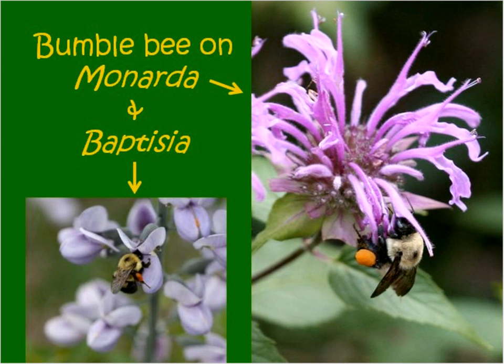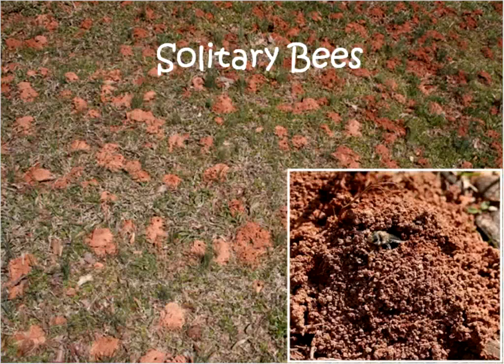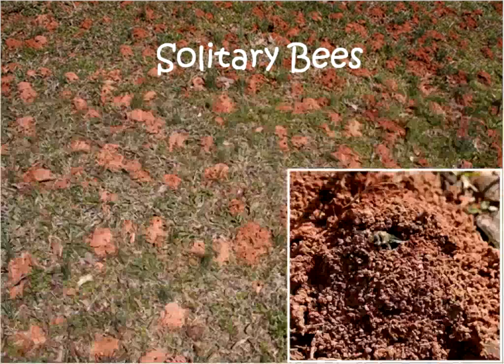A couple of bumblebees. Spring and summer: the one on the bottom left would be in the spring, March, April, and May. And then again, notice the orange pollen from gathering the pollen, and that's Monarda on the right. Okay, now we'll look at the difference between our solitary bees and our social bees.